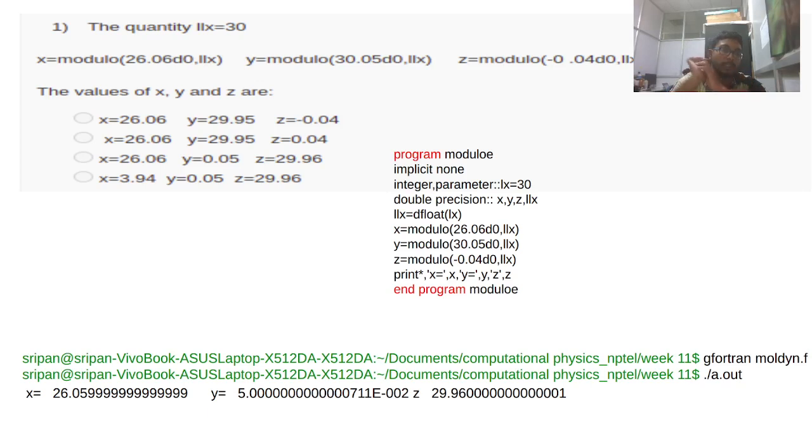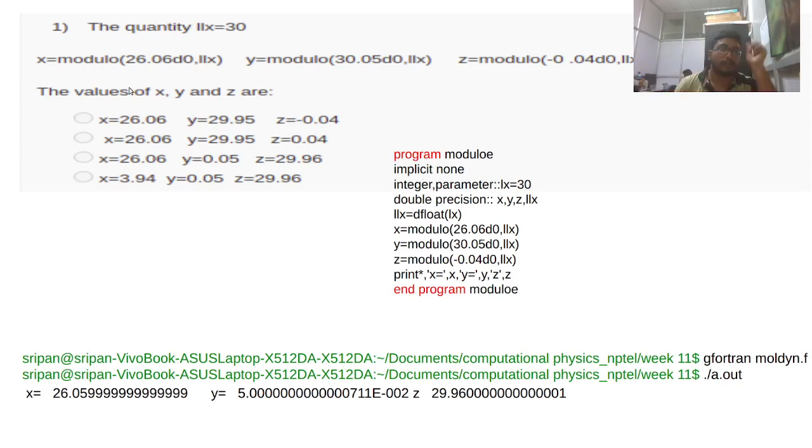Whenever we start with this LLX to be 30, you see that in the modulo operation, the value on which LLX is operating is a float or double precision one, but LLX is given as an integer, so it will not give you the right value. So what we have to do is convert the LLX value of 30 to double precision, or if not double precision, then to float, so that both numbers are of the same type and the modulo operation acts properly.